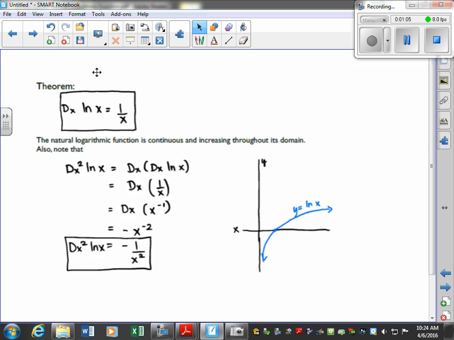The next thing is our theorem is given to us that the derivative of the natural log of x is equal to 1 over x. Okay, it's continuous and increasing throughout its domain. If we were to take the second derivative of the natural log of x, it would be like taking the derivative of the derivative of the natural log of x. Well, this is defined up here to be 1 over x. So if I just rewrote this algebraically, moving my x to the top, so we take the derivative of x to the negative 1, you can see that we would get negative 1 over x squared. Okay, that's just to see if you take the second derivative.